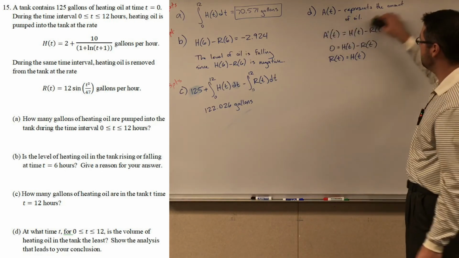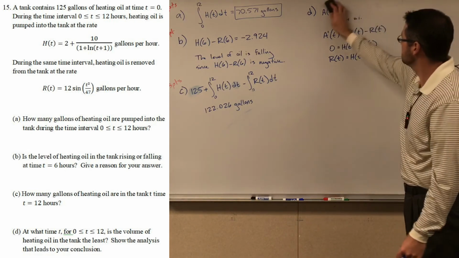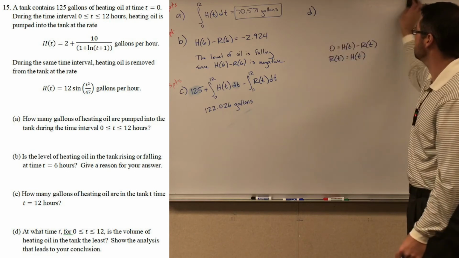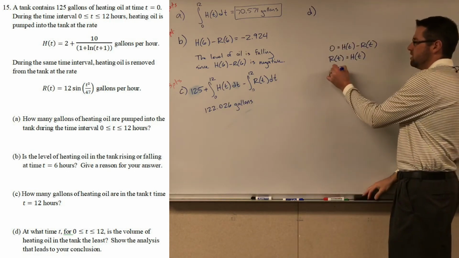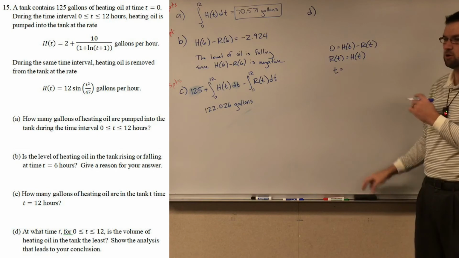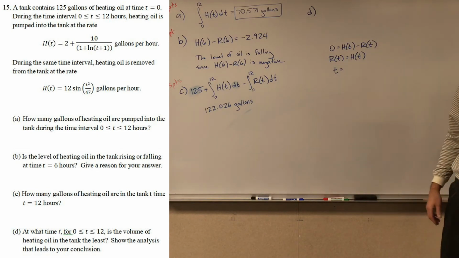So you don't have to label all of this, so I'll get rid of it. You can have it there as long as you've stated that's what it means. So when does r of t equal h of t? You're looking for when they intersect.